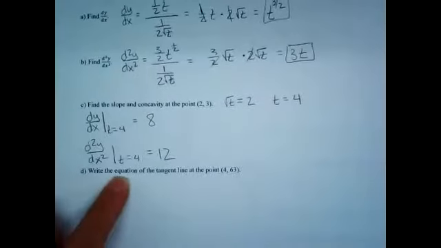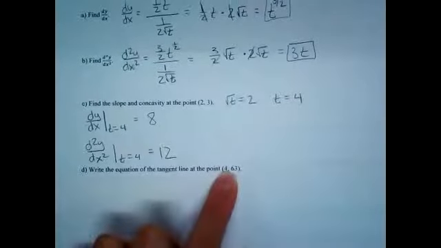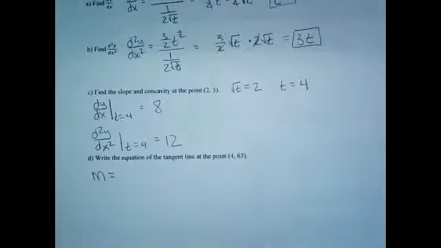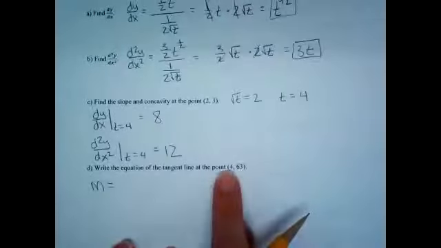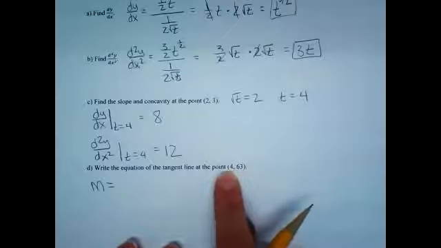And then D says write an equation. All right, what two things do we need to write an equation? Point and a slope. I gave you the point. We just need the slope. The slope comes from the first derivative. Oh, but we need to find T again. I gave you the point, but we don't know what T is. So again, you could set X equal to 4, or you could set Y equal to 63. It doesn't matter. You want to pick the one that's easier.